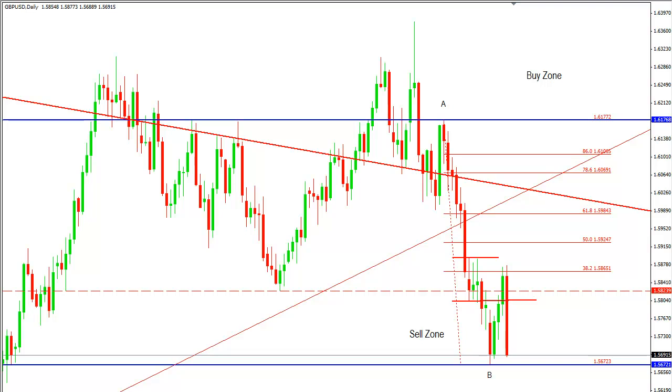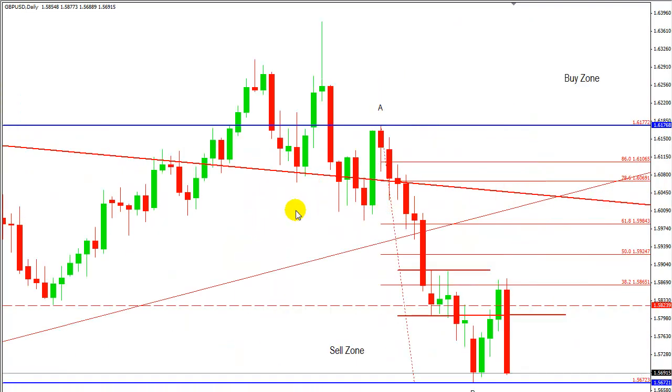So GBP USD daily. A is at 1.6177, your B is at 1.5672. Now, this is the actual pin bar here. I'm just going to zoom in a little bit here, because we discussed this particular pin bar right here, and let me highlight it. We discussed this particular pin bar because we saw that pin bar, and we said, oh, well, this is a potential. We've scored a point.